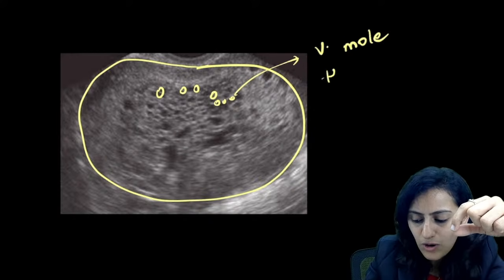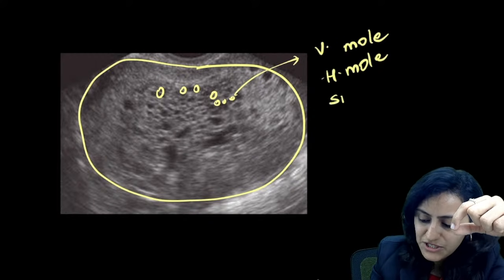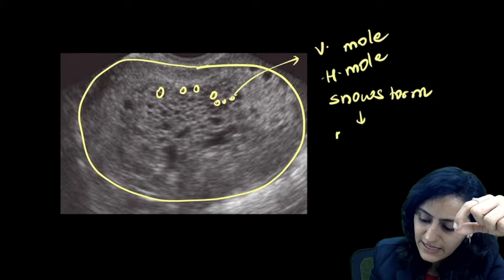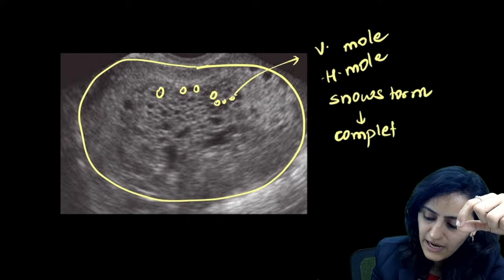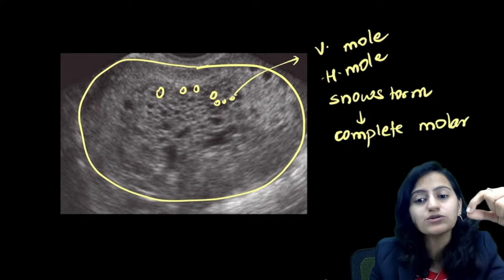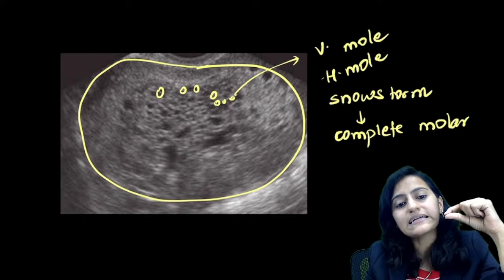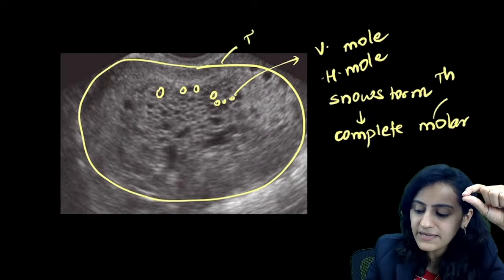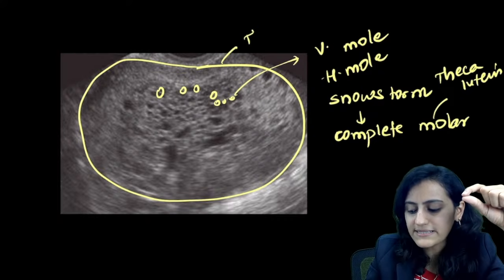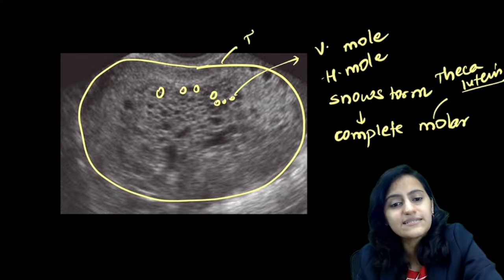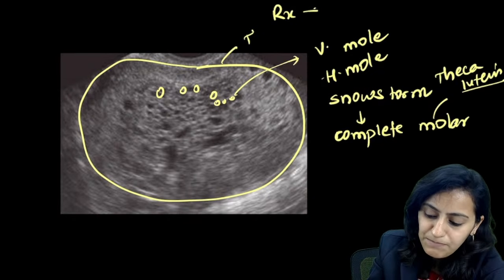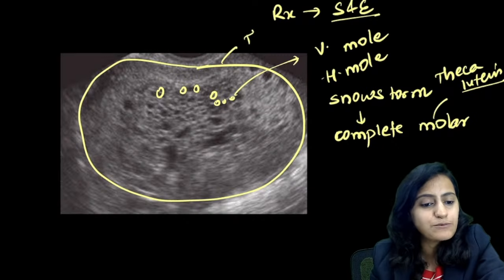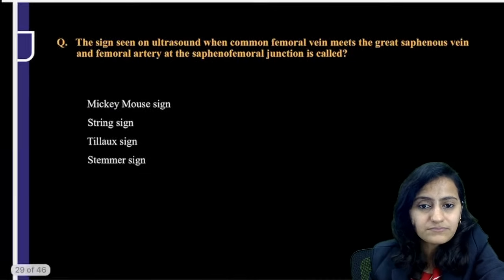This is the vesicular mole or the hydatidiform mole, which is showing this snowstorm appearance, which is seen in a case of complete molar pregnancy. And this is what can show the theca lutein cyst. You can see the theca lutein cyst in the ovary in these cases. The treatment for this complete molar pregnancy would be suction and evacuation.